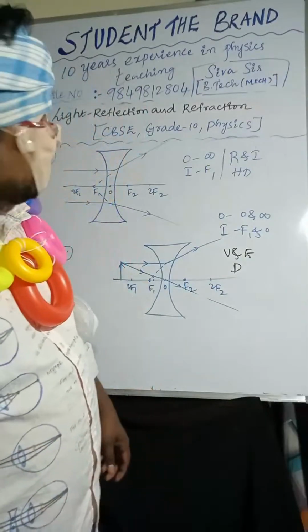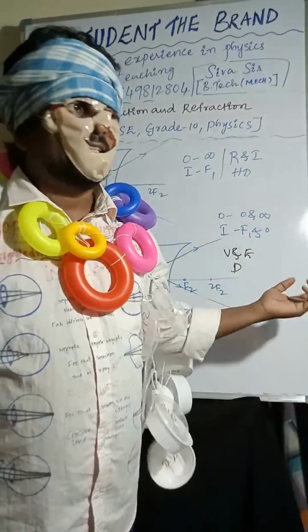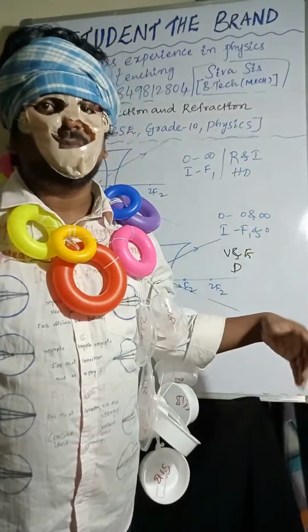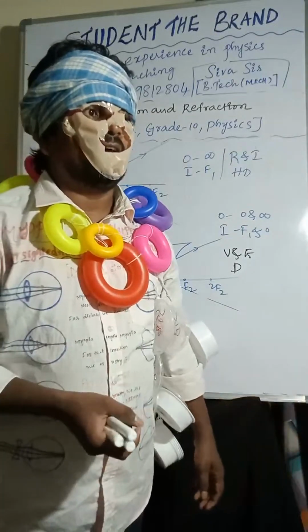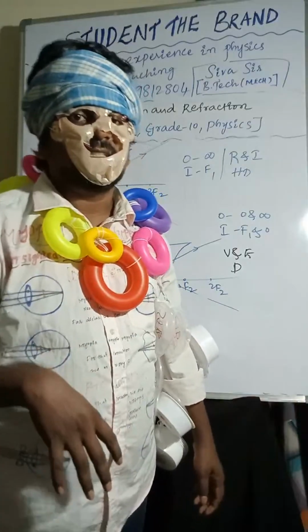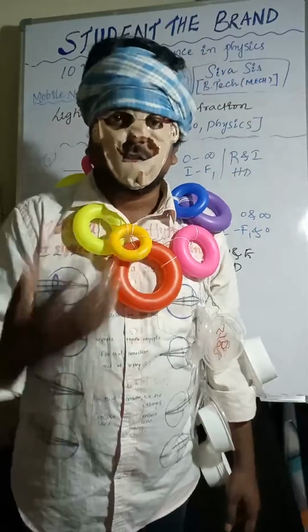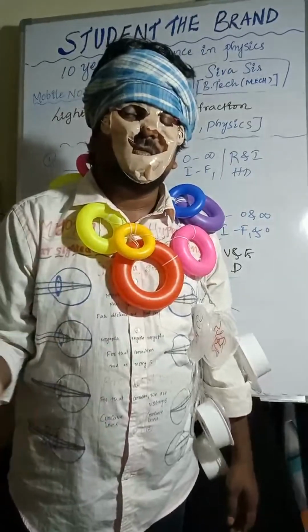Next one, lens formula. 1 by f equals 1 by v minus 1 by u. Magnification equals height of the image by height of the object, which is v by u. So this is about magnification and lens formula. Power of lens is positive for convex lens. Power of lens is negative for concave lens.